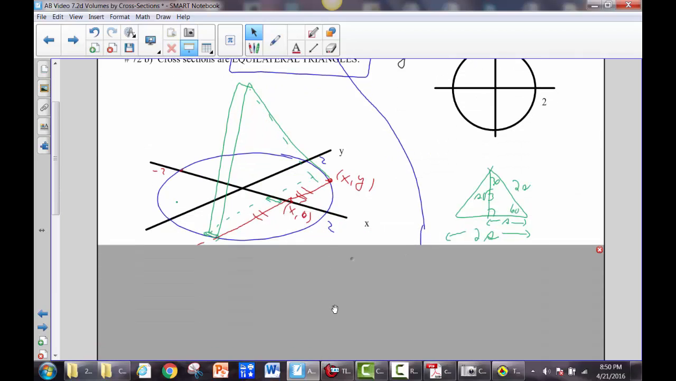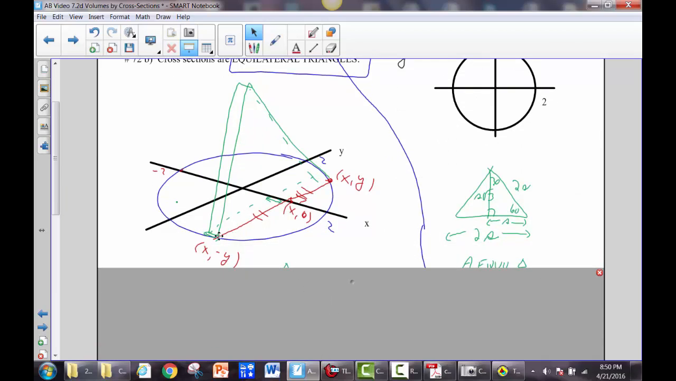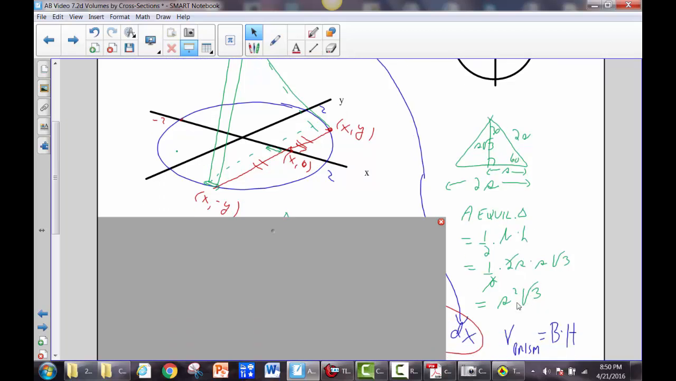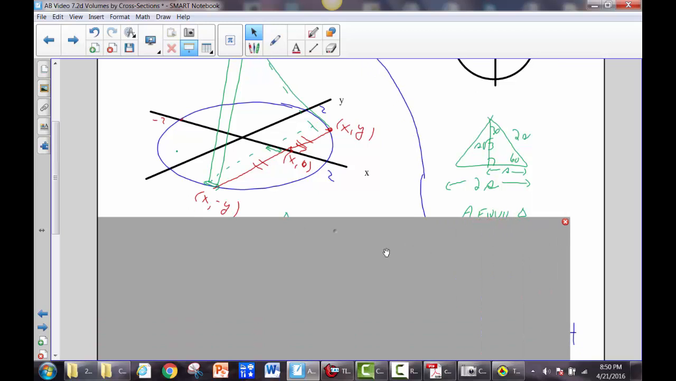So now it looks like this, where you have an equilateral triangle, and this is 2y. So I'm going to go over on the side here. If this is 2s, then if I drop the perpendicular, this is s. This is a 30, 60, 90 triangle. That's s, 2s, and s root 3. The area of the equilateral triangle is 1/2 base times height, which is 1/2 2s times s root 3, which ends up being s squared root 3.